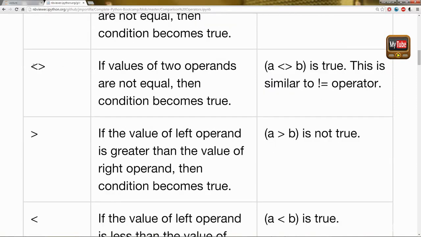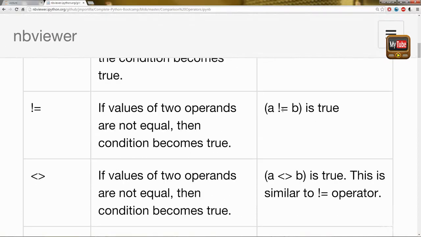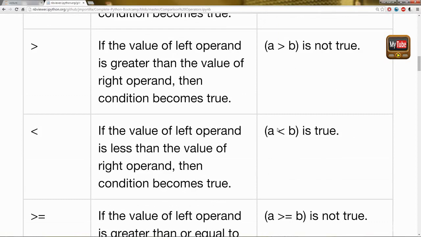Another way to write this is with a less than and a greater than sign back to back. That's the same as this operator right here, but in most cases I would encourage you to use the exclamation equals mark. That's what most people use. Then as far as greater than or less than or equal to, this symbol means greater than, so A greater than B, and similarly you have less than, so A less than B.